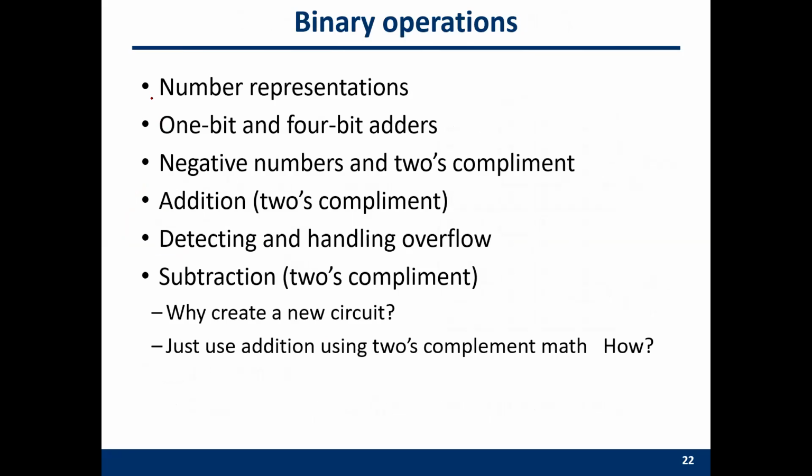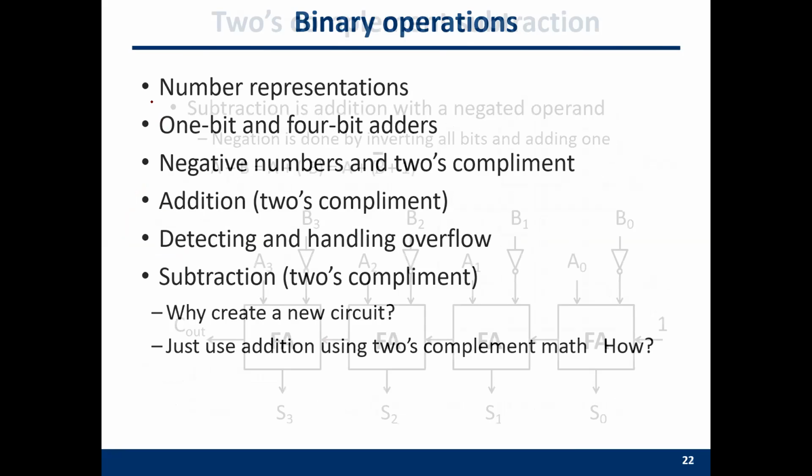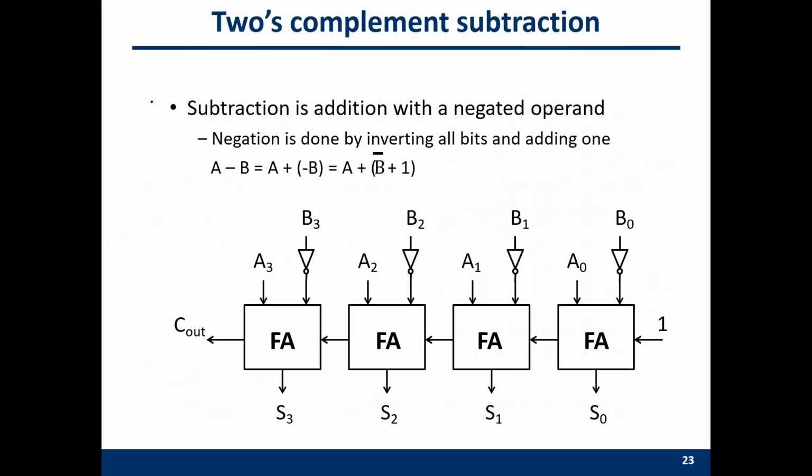So this is the summary of all we talked about today. We talked about number representations, 1-bit and 4-bit adders, negative numbers, and the two's complement numbers, addition, how to detect the overflow, and how to do the subtraction. The last two slides indicate how we can convert a normal multiple bit full adder to an adder which can support subtraction operation.